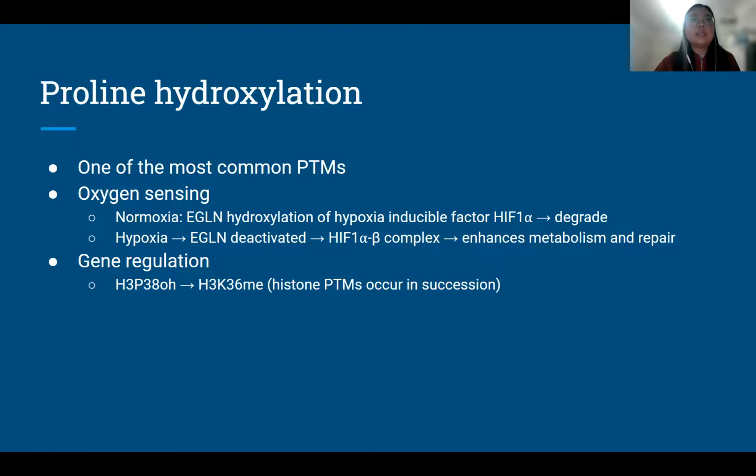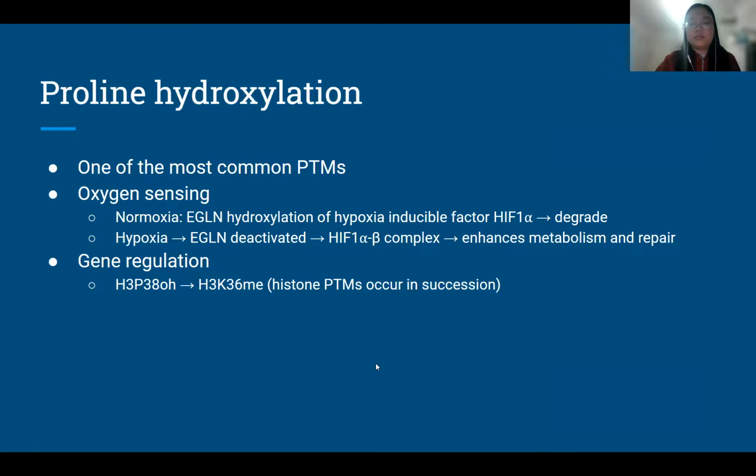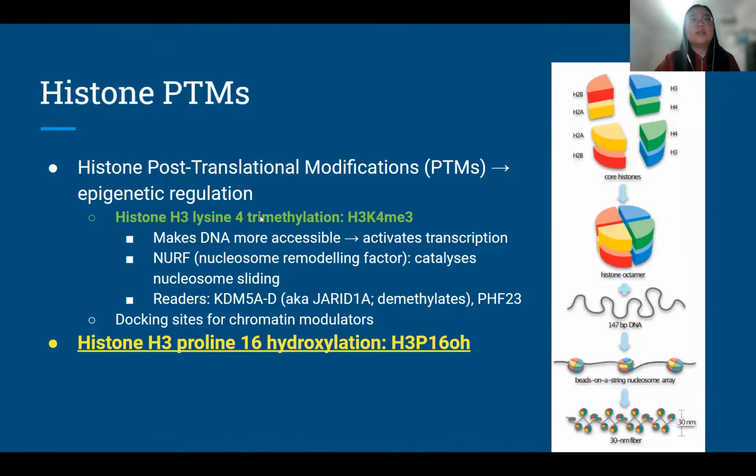There have also been other known roles of proline hydroxylation in cells, and one of them is gene regulation. Similar to what we've discussed earlier, which is the focus of this paper, the paper is saying that the hydroxylation of proline 16 on histone 3 is correlated with the demethylation of lysine 4 on histone 3.